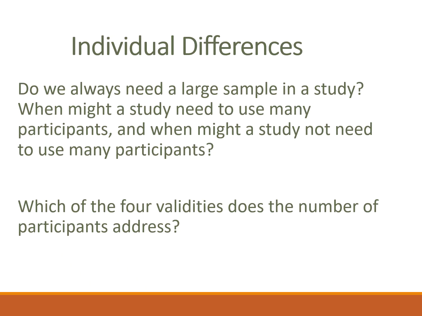And also we want to think about the four validities that we've already talked about last week and what number of participants addresses. So again, the larger the number of participants, the more likely that we actually have random assignment, especially if we're using that, and the more likely we can generalize, especially if our samples are representing our populations.